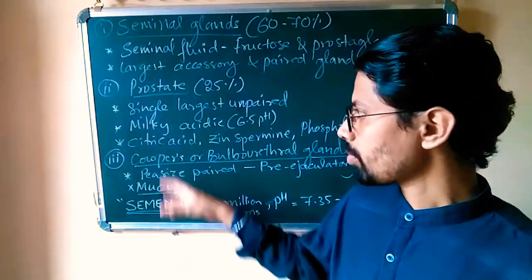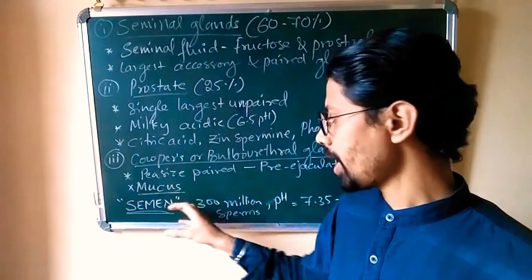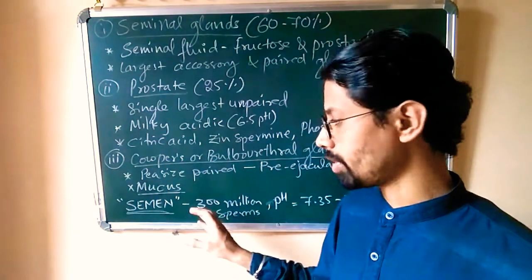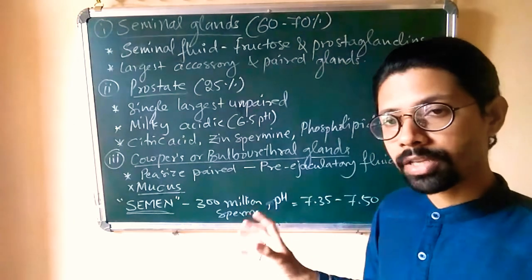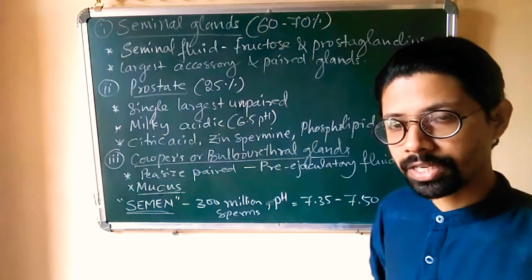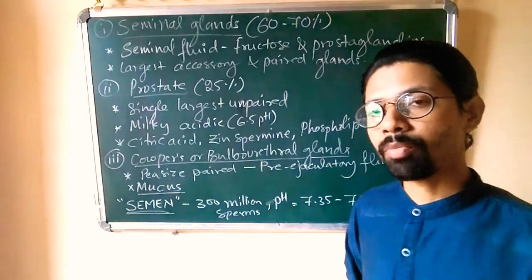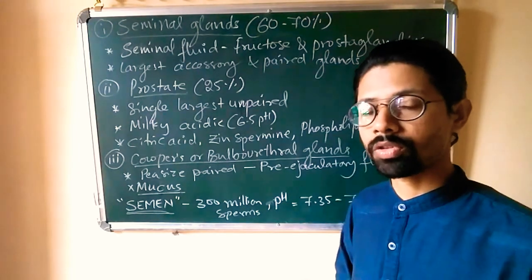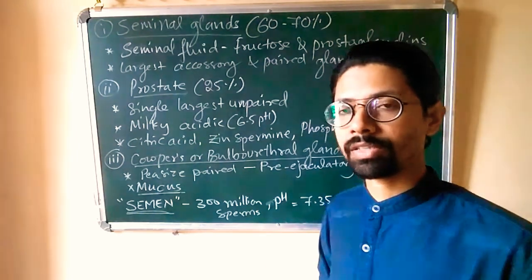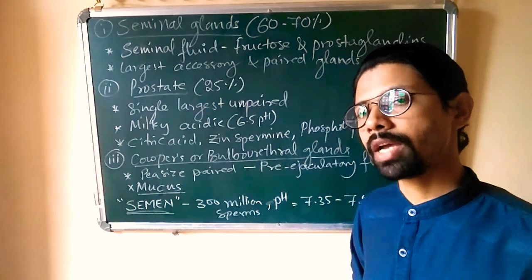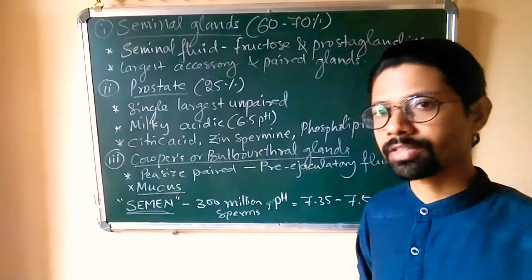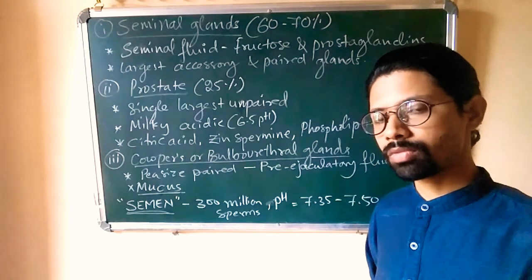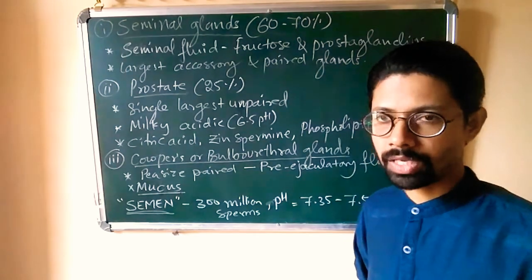Lastly, the collection of all the fluids and sperms is called semen. It generally consists of around 300 million sperms per ejaculation. Generally 3 to 4 or 3 to 5 ml of semen is ejaculated per ejaculation, and there are more than 300 million sperms. They should not be less than 2 million. Again, those conditions we'll discuss in another chapter called reproductive health.